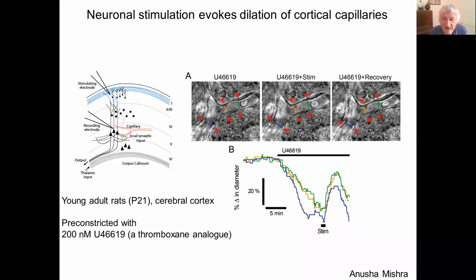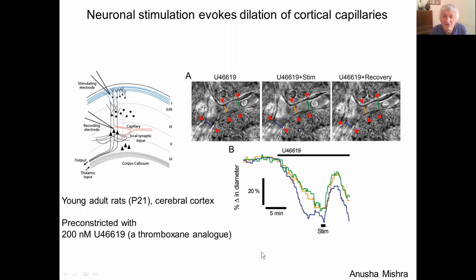So to replace that, we either apply noradrenaline or a thromboxane analog called U46619, which acts on a receptor on the cells, and that induces a constriction. This is diameter down here at the bottom. So the diameter gets smaller, and when we stimulate the axons and release glutamate, the diameter gets larger again.